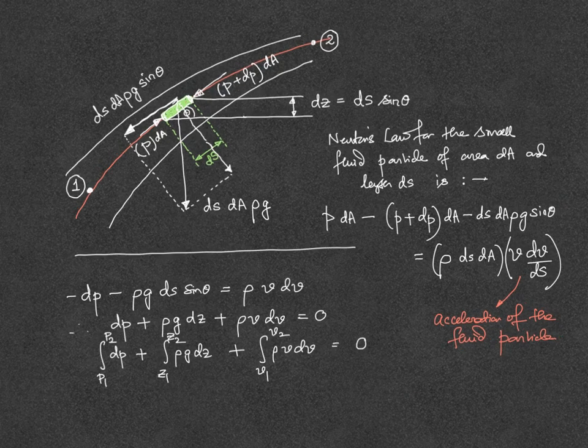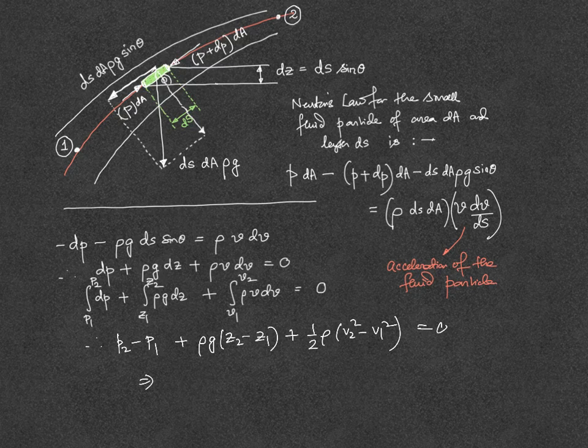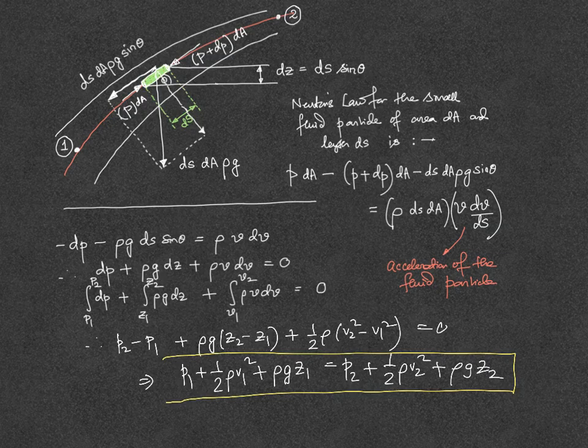Therefore you have p2 minus p1 plus rho g, z2 minus z1, plus half rho, v2 square minus v1 square is equal to 0, which implies p1 plus half rho v1 square plus rho g z1 is equal to p2 plus half rho v2 square plus rho g z2. So this is the Bernoulli equation.